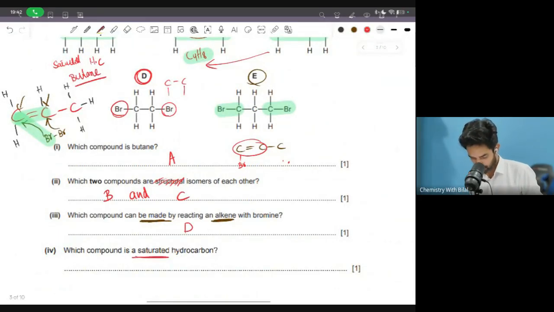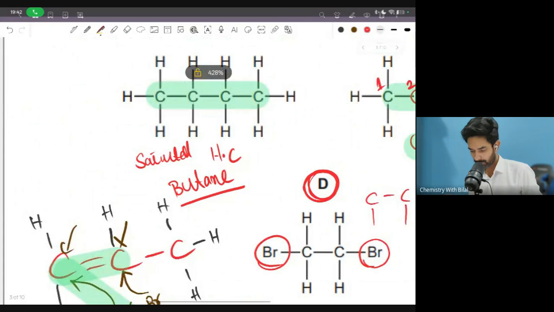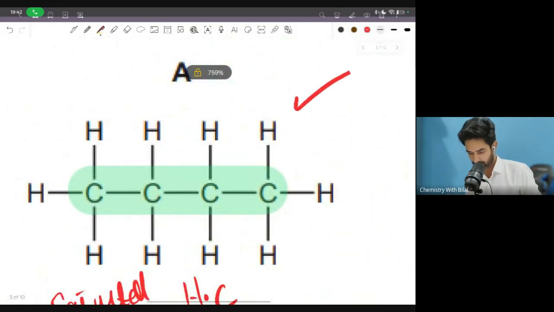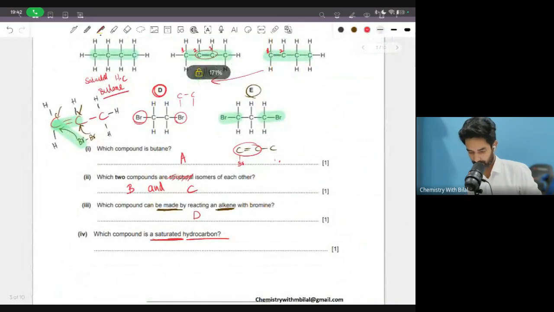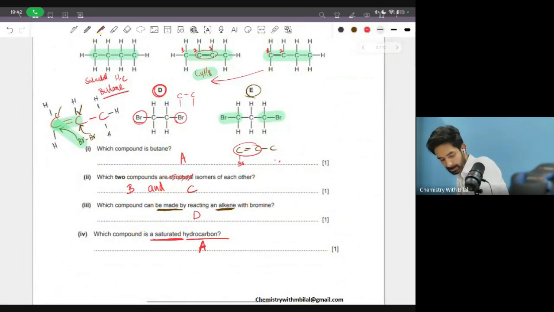Which compound is saturated hydrocarbon? So double bond वाले तो कभी हो नहीं सकते. This is saturated. All carbon are single. It is also hydrocarbon because no atom other than carbon and hydrogen. So A. Make sense? Yes.